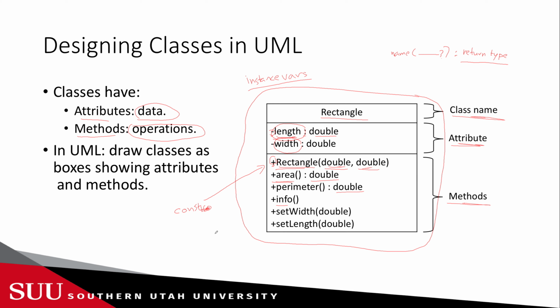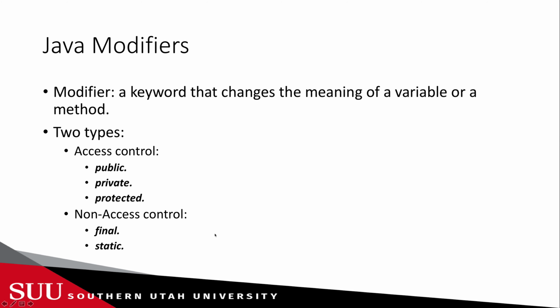Now I just talked about the encapsulation, so let's see what do we mean by this. But first let's talk about some modifiers. So a modifier in Java is a keyword that changes the meaning of a variable or a method. So we will have two types of modifiers: access control modifiers and non-access control modifiers. So for access control modifiers, we'll have these three, public and private and protected, which is going to be the encapsulation that we are talking about.